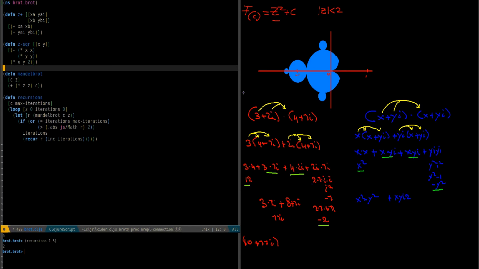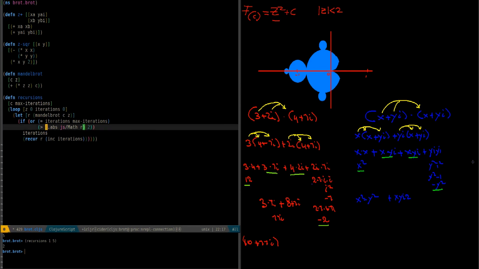Okay, let's continue with the absolute value. The absolute value of a number, for example here on the real plane 1, is its distance from 0. So the distance from 0 to 1 is 1. The absolute value of 1 is 1. Same goes for minus 1. The distance from 0 to minus 1 is also 1. The absolute value of minus 1 is 1. And on the complex plane, it is the same. For example, 1 minus 1i here. The absolute value of that number is its distance from 0.